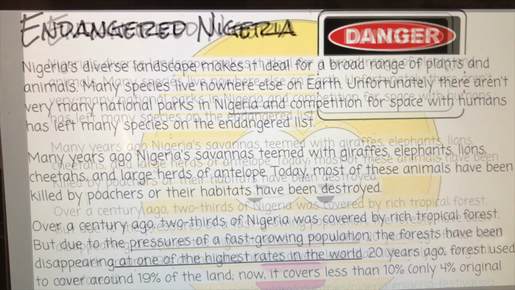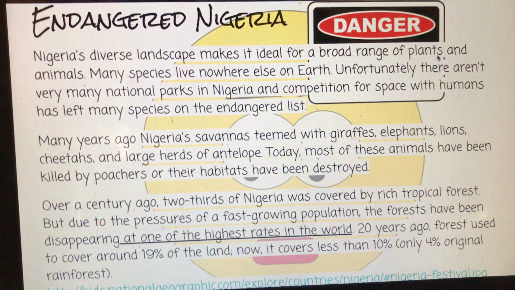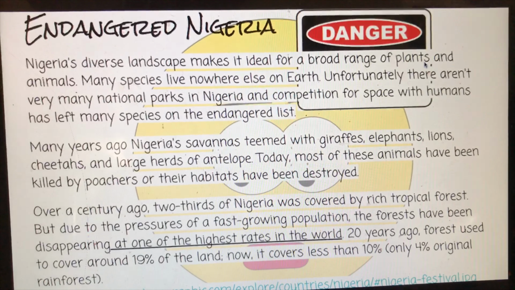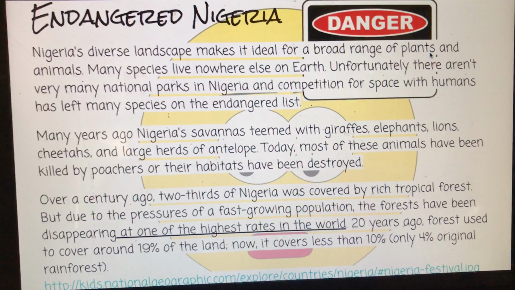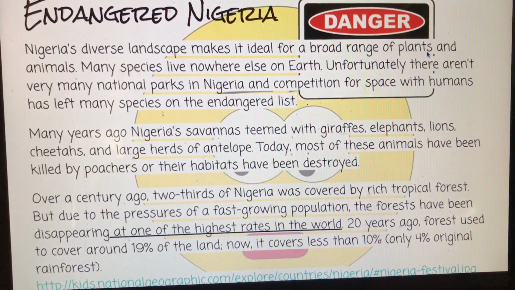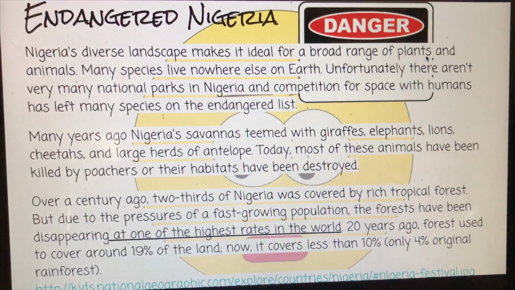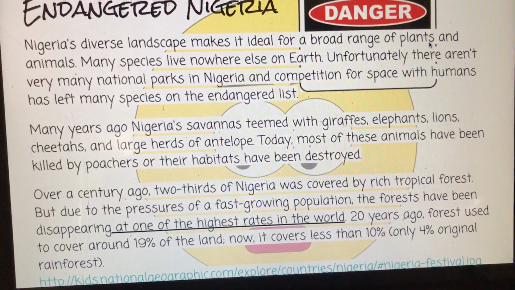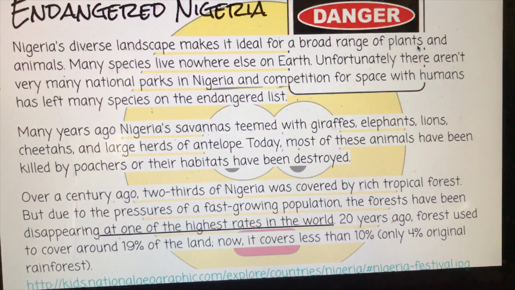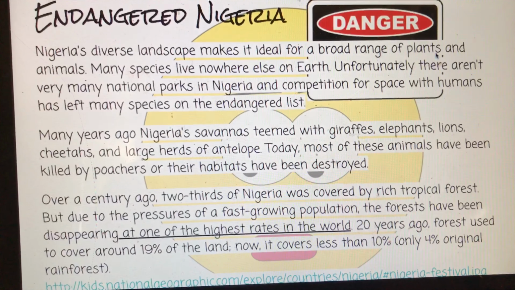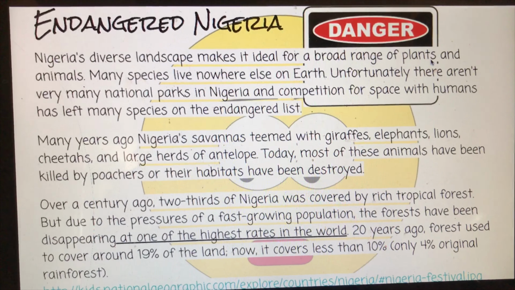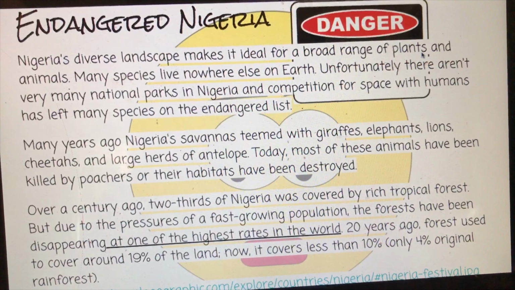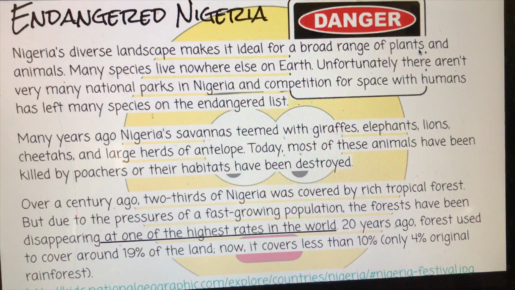and now we're gonna talk about this. You know, let's talk about this for a second, right? This isn't just Nigeria. This is the world, right? Our idea of progress. So what's endangered in Nigeria? Well, everything that you've just seen, everything I just showed you, right? Nigeria's diverse landscape makes it ideal for a broad range of plants and animals. Many species live nowhere else on Earth. Unfortunately, there aren't very many national parks in Nigeria, in competition for space with humans because we're the ultimate, oh gosh, I don't want to be negative, but we do the most.